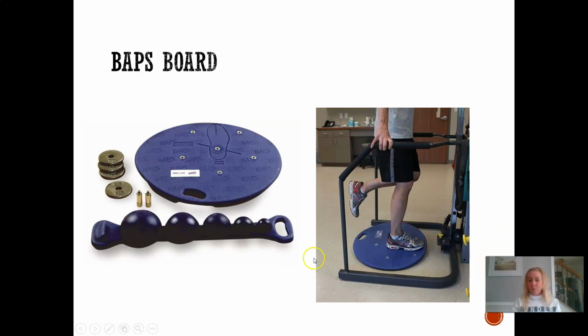So this is a BAPS board that I was talking about. So it's this circular board, and the underside looks exactly like this. One side is for left, one side is for right. So then what you would do is these are the different size balls that can go underneath. So you would take the small one off. It usually goes in here in the center to start, and then you put that side down.